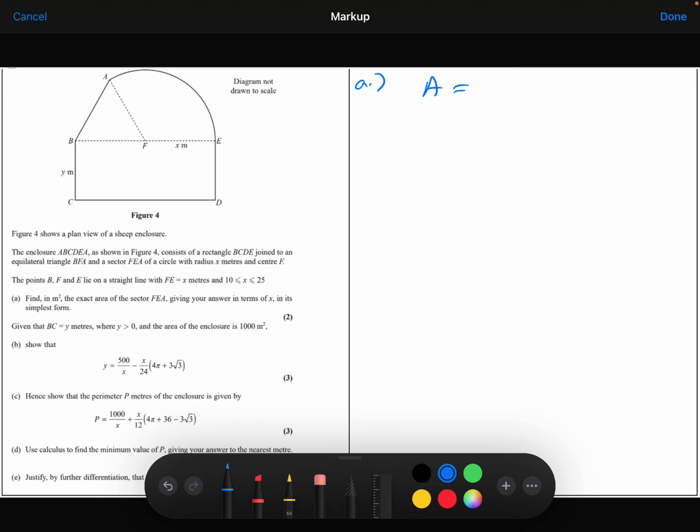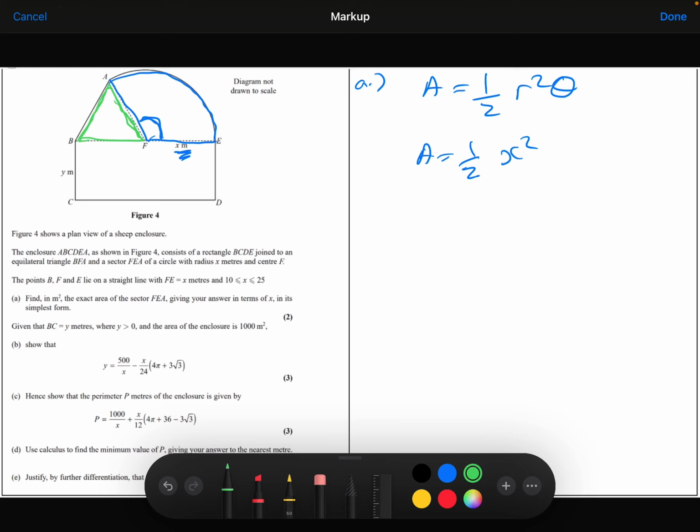So I know that the area of a sector is a half r squared theta, as long as theta is in radians. So when I look at my sector here, first of all I can see that the radius is x. Then I just need to think about the angle. What's this angle here? I don't know at the moment, but I do know that this triangle is equilateral. It told me that in the question.